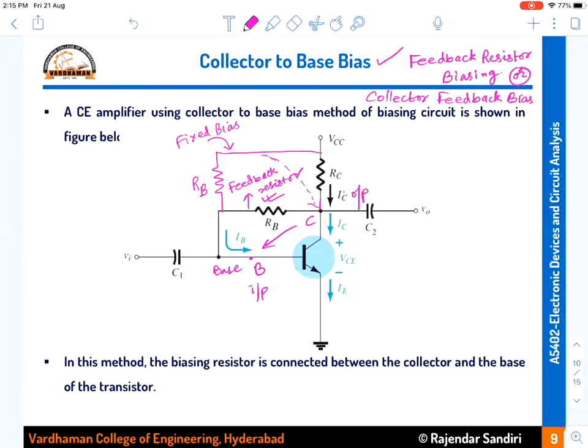So that is the thing. So now this is the modification. Again, the same AC input is applied, and this is the coupling capacitor. This is also a coupling capacitor. You will be getting AC output.